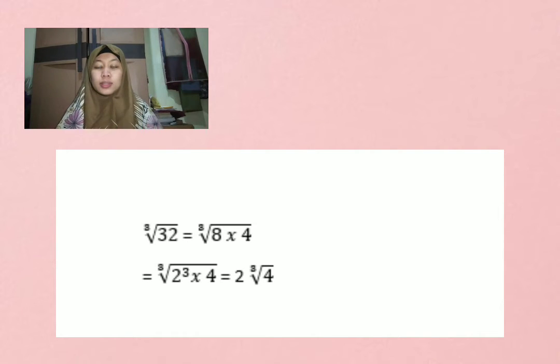Number 4, third root of 32 equals third root of 8 times 4 equals third root of 2 raised by 3 times 4 equals 2 third root of 4.